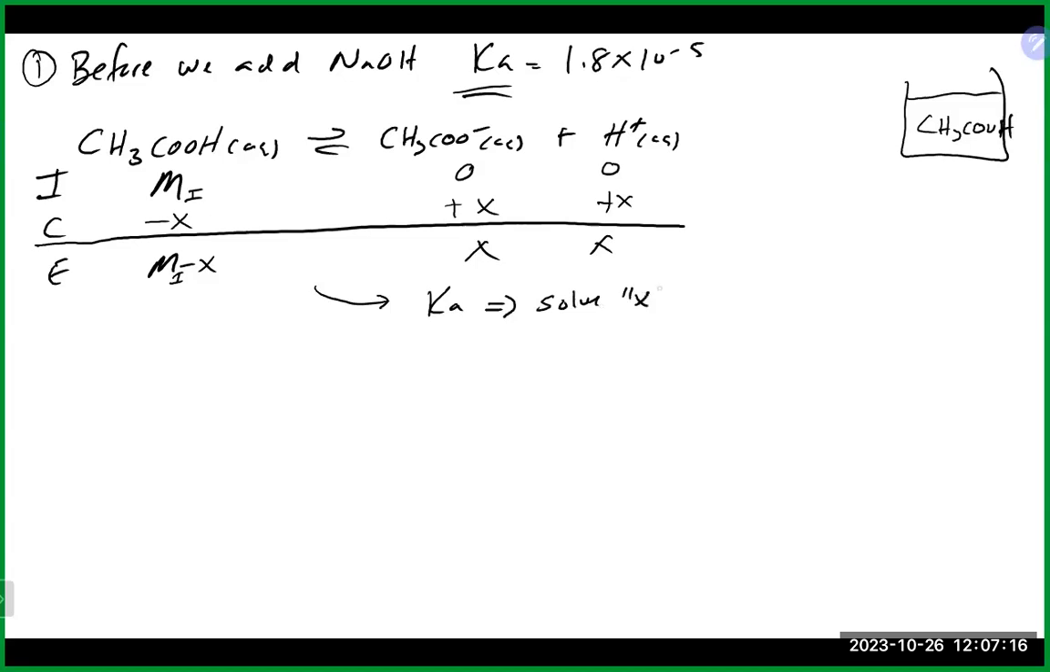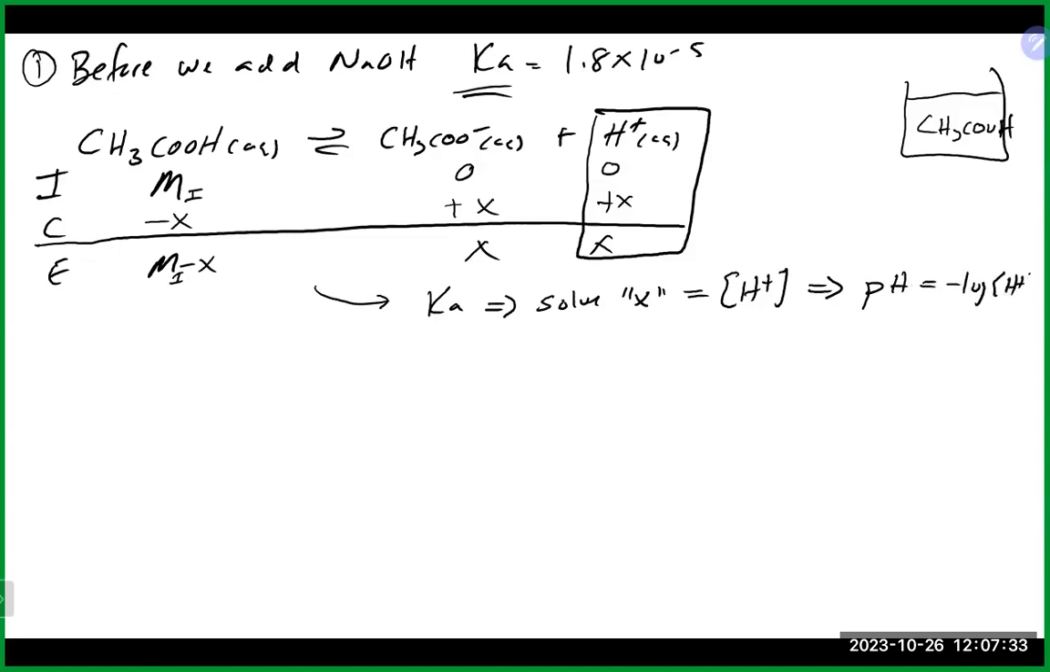You can make your assumption like normal, or use the quadratic. When we solve for X, X will equal the H plus concentration, which means at that point you can go into your pH equation. This one is a little more involved because it's a weak acid versus a strong acid, but the good news is you've done this calculation before, I hope, and you remember it.